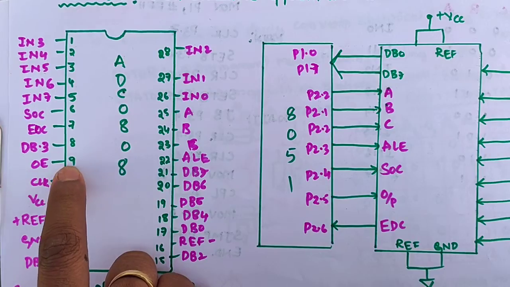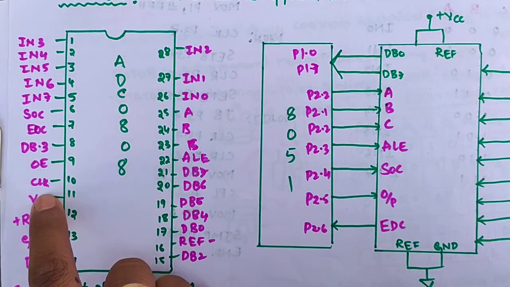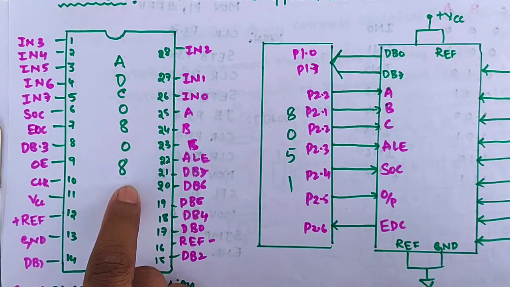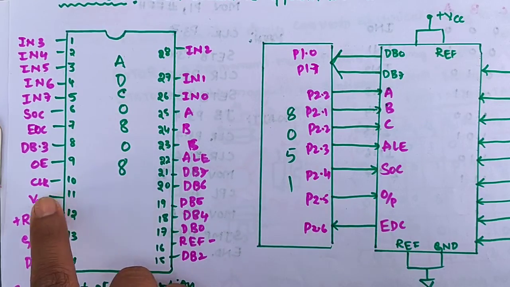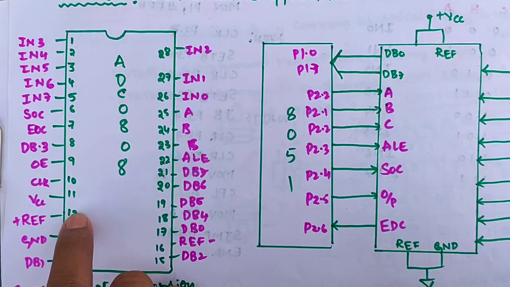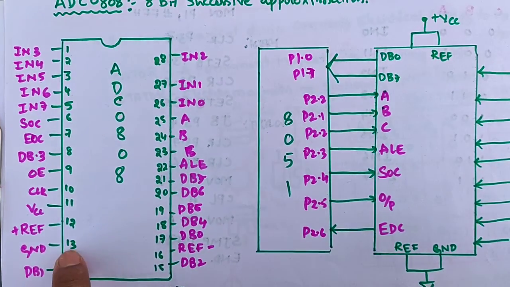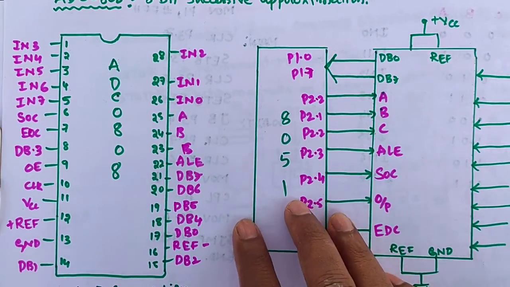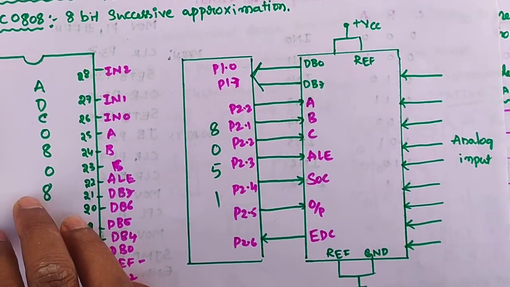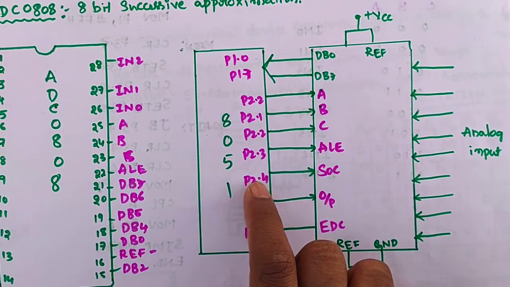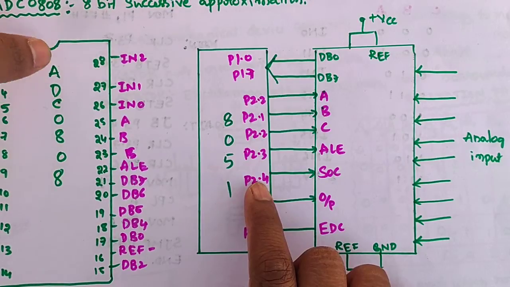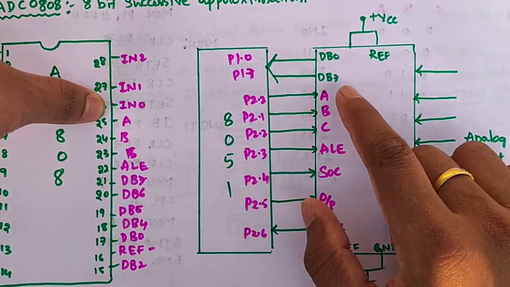Output enable is connected to pin number 9, which enables the output. The clock supply to this ADC0808 comes through pin number 10, the power supply VCC passes through pin number 11, ground is on pin 13, and the reference voltage is on pin 12. And this is the structure of interfacing of 8051 with the ADC0808 analog to digital converter.